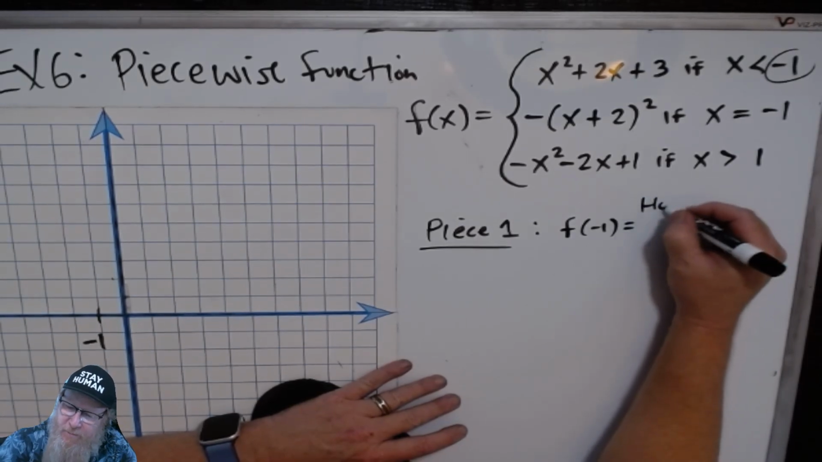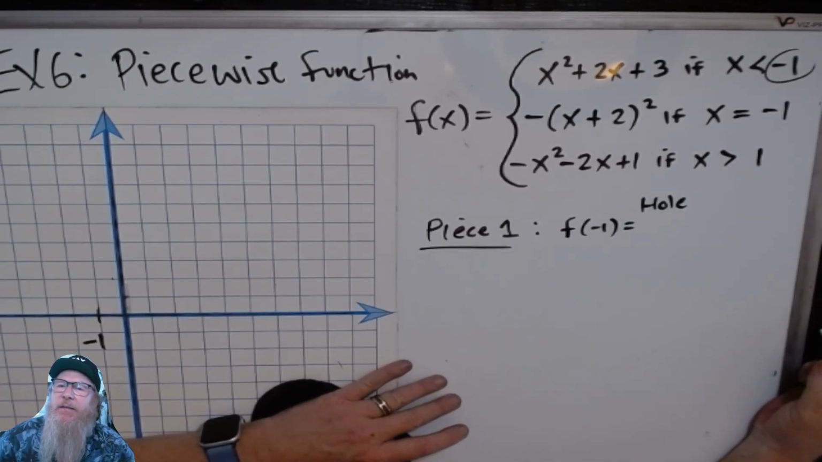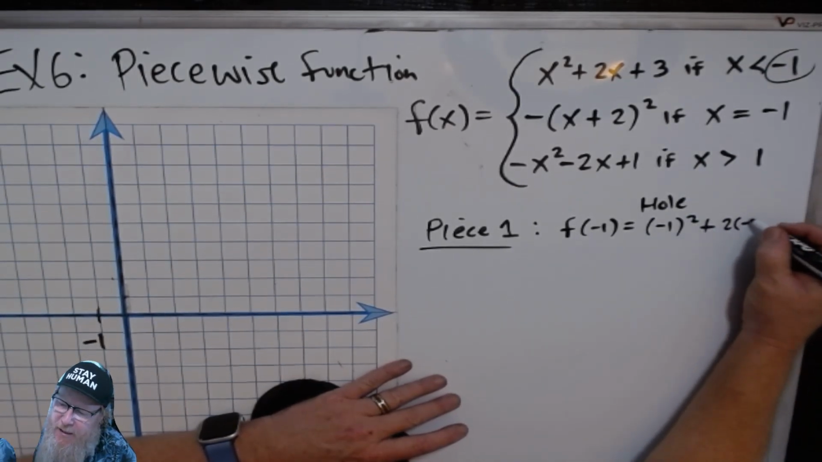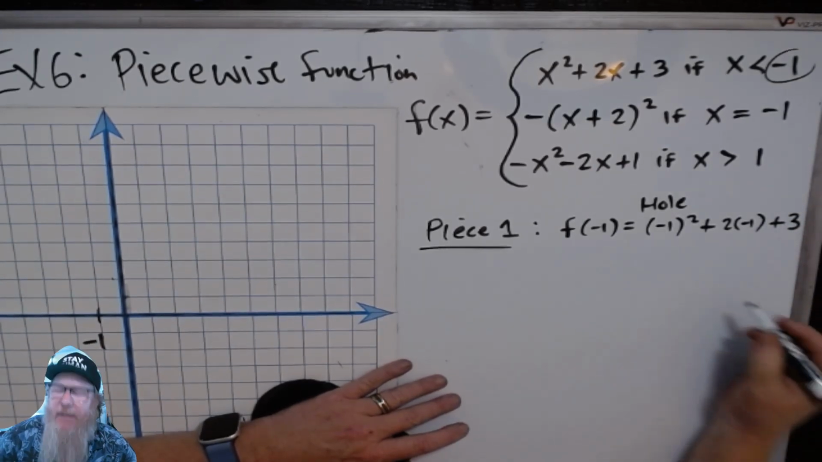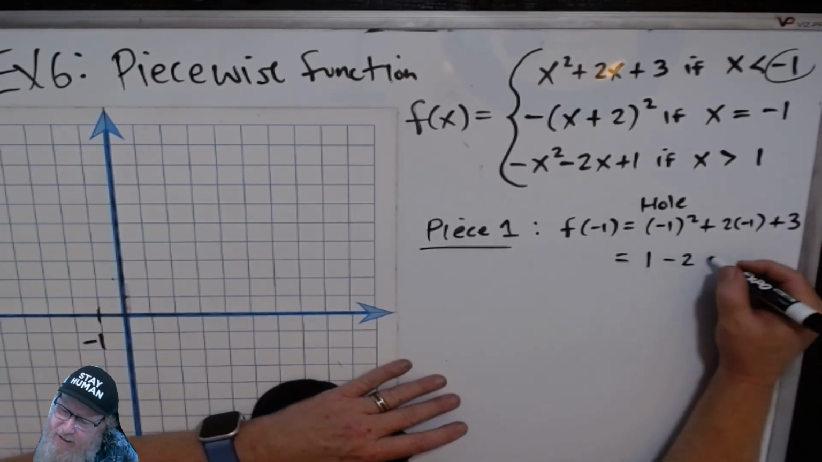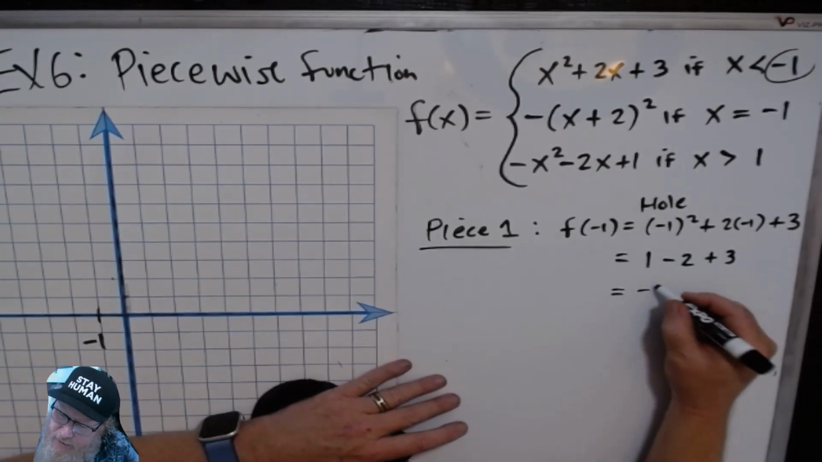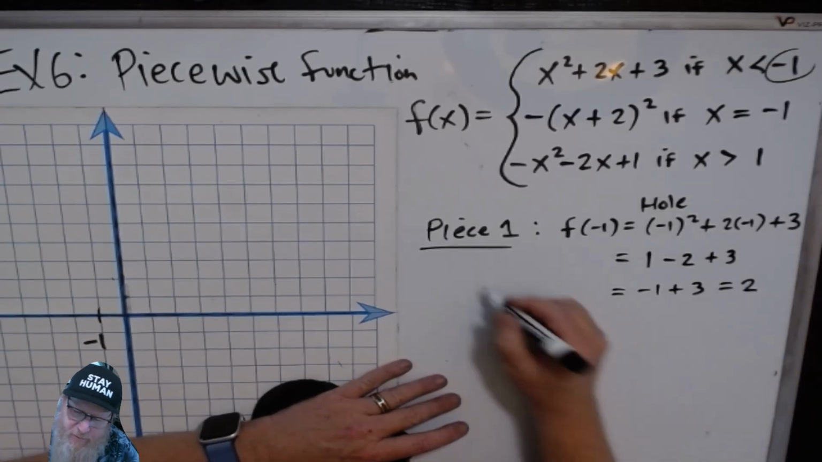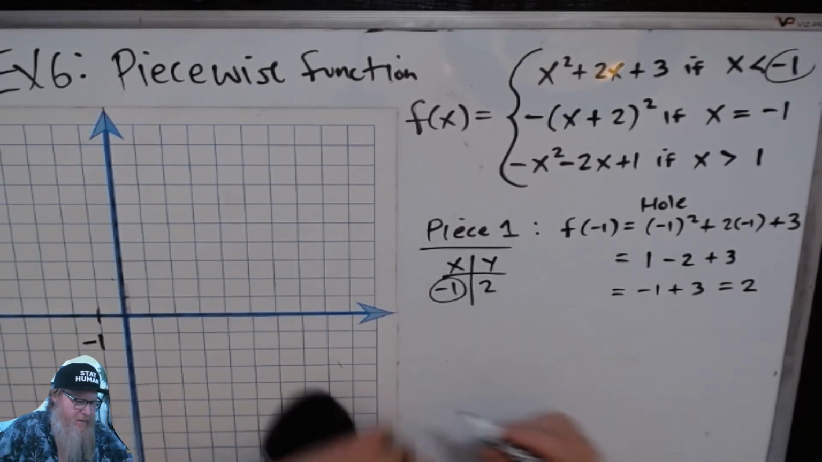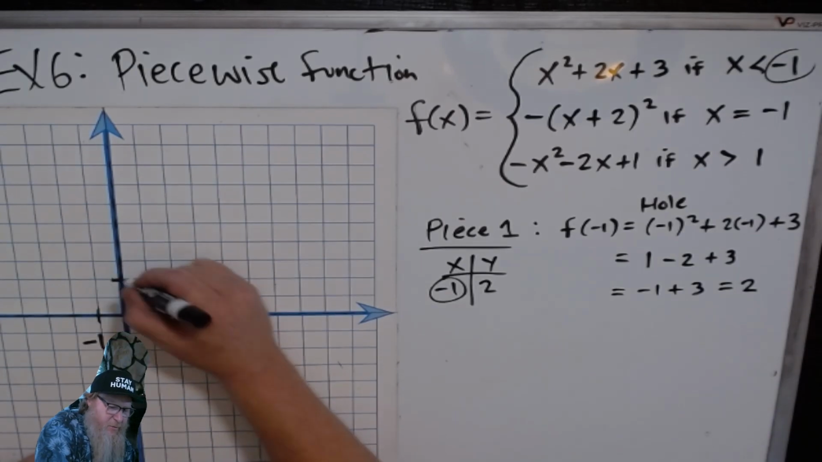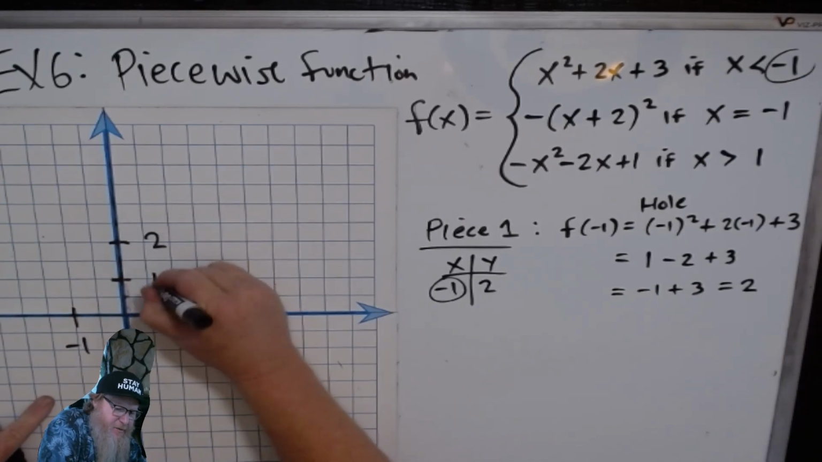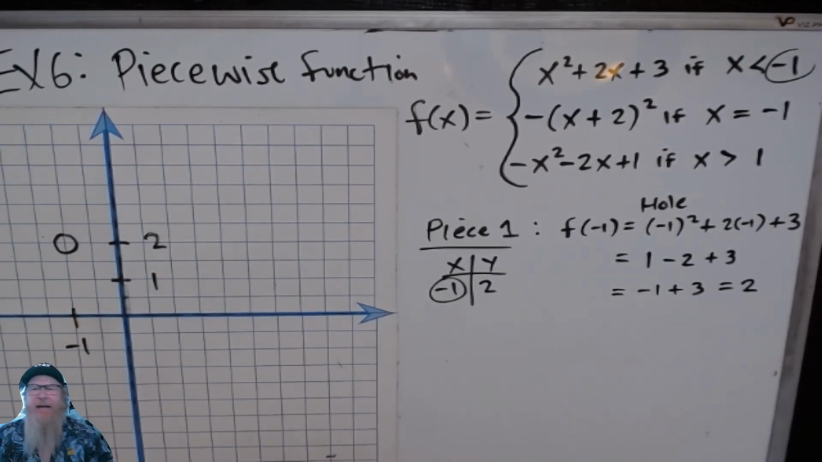Again, this is a hole, right? Because it's less than -1. So I'm going to have -1 squared plus 2 times -1 plus 3, which is, now the negative is inside the parentheses. So that's 1 minus 2 plus 3, which is -1 plus 3, which is 2. So -1 and 2. I'm going to go ahead and exaggerate my graph a little bit so it's easier to see on the screen. So there's my hole at -1 and 2.